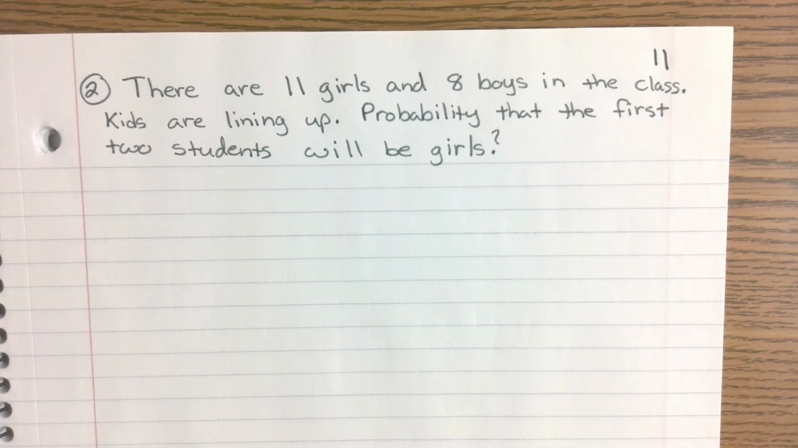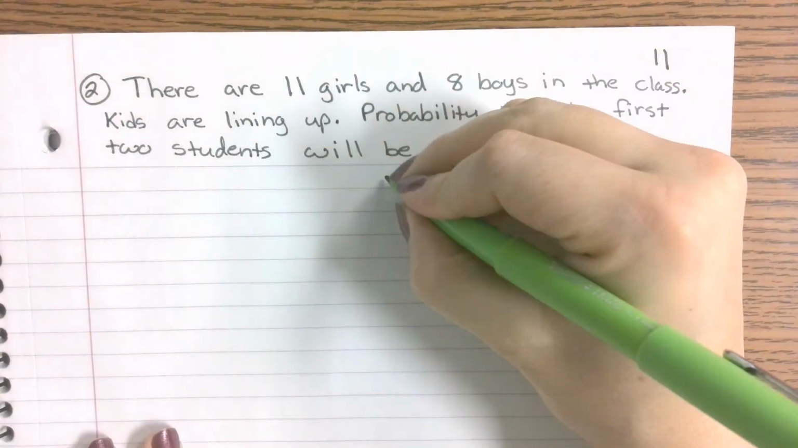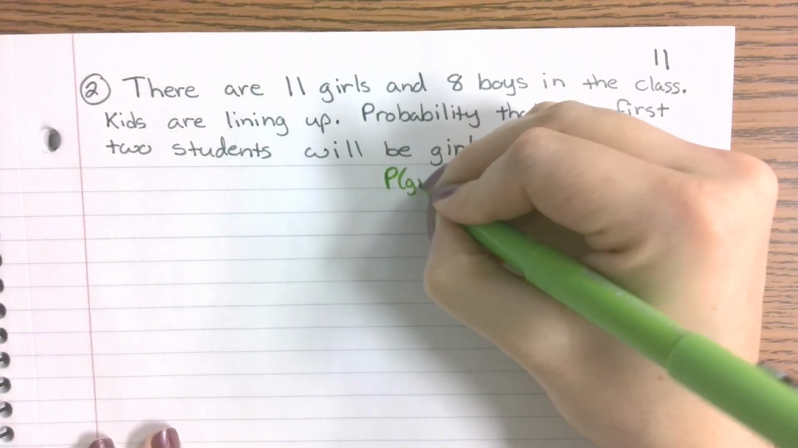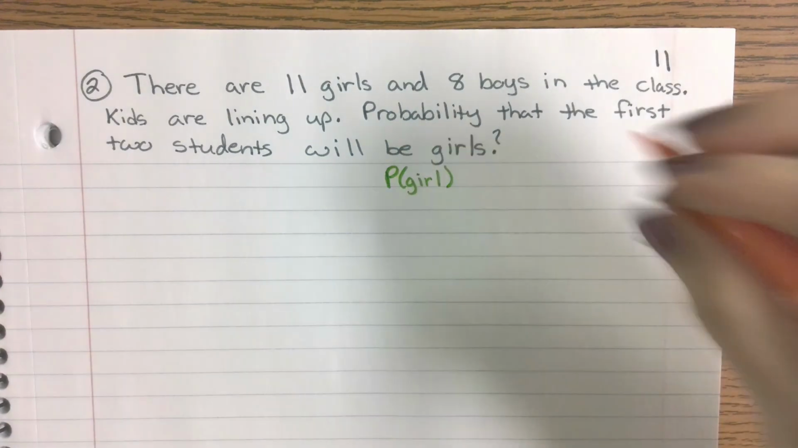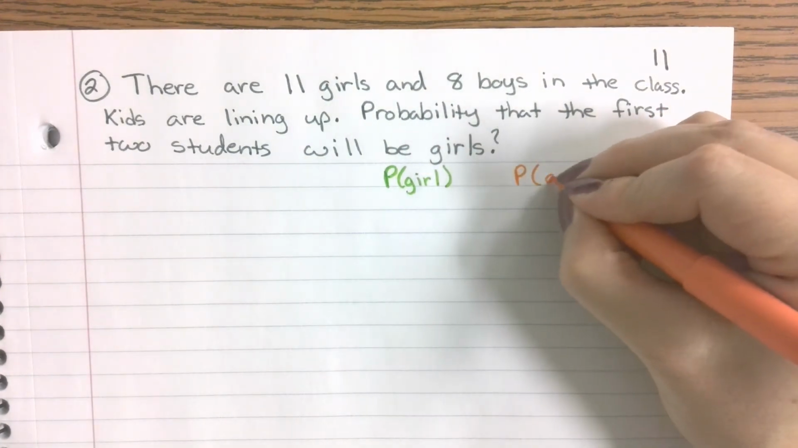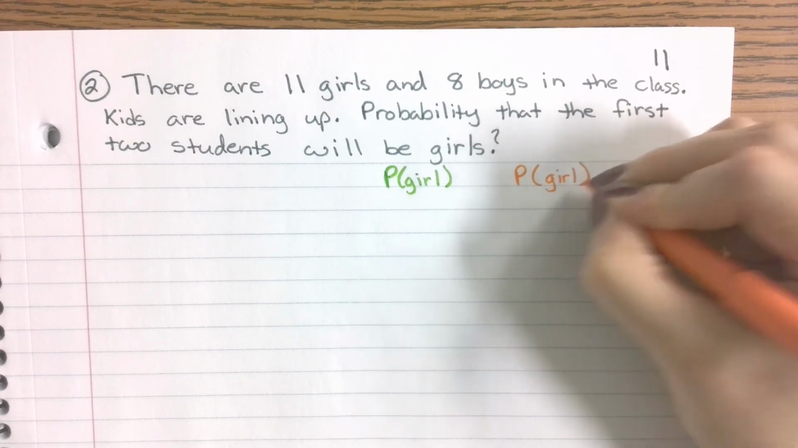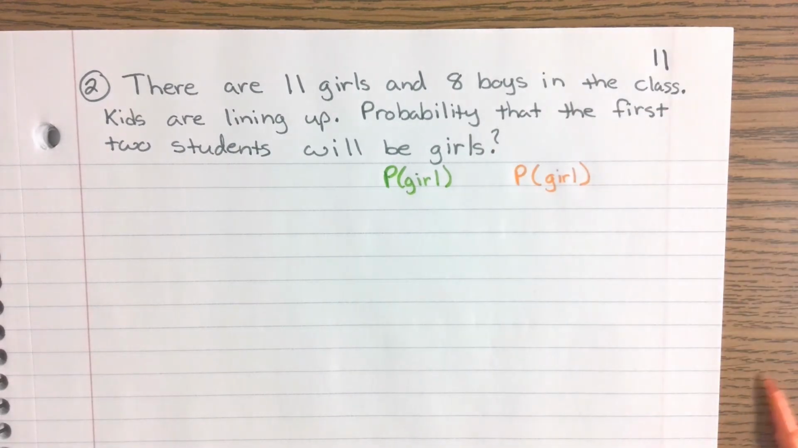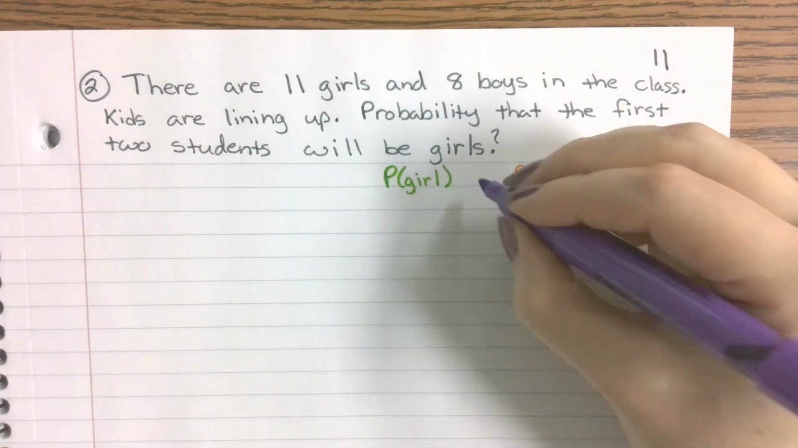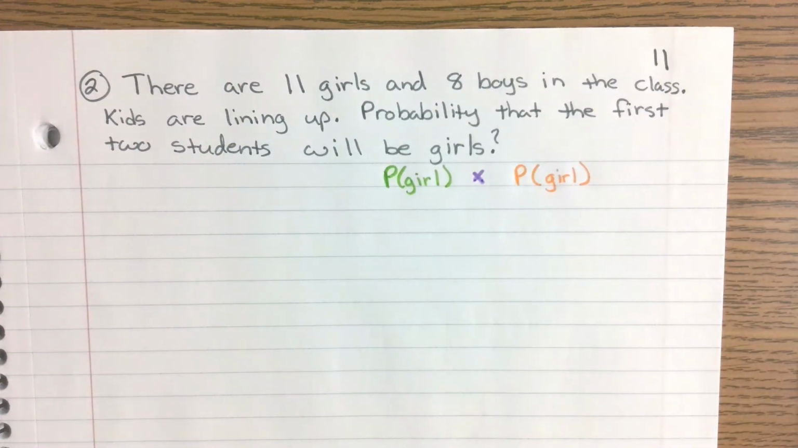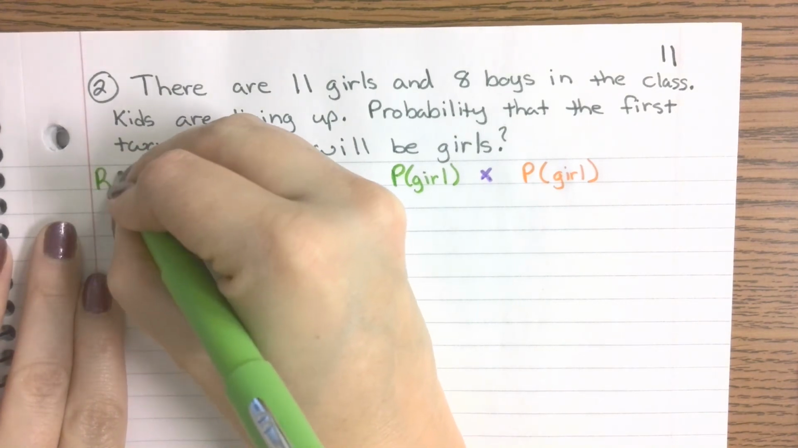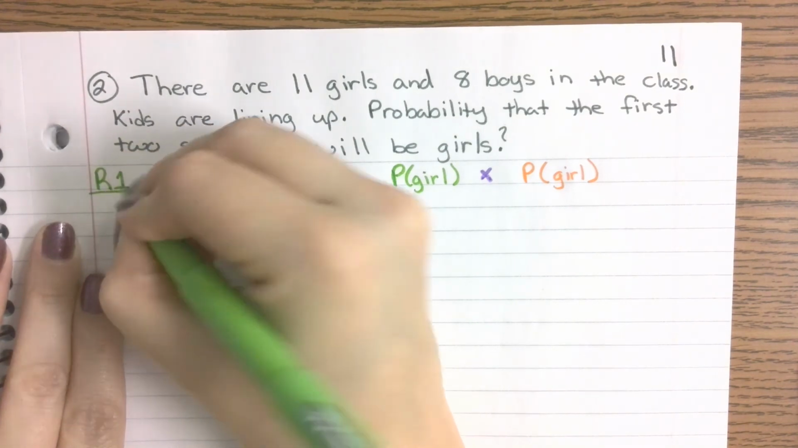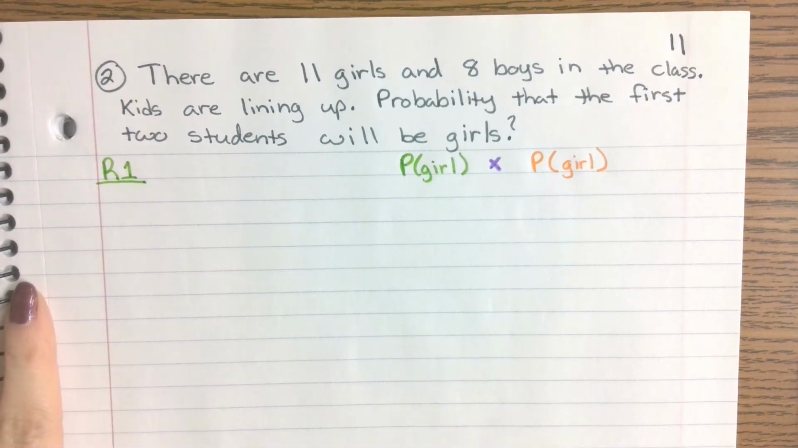We've got two probabilities. We have the probability that the first student is going to be a girl, and then the probability that the second student is also going to be a girl. Just 2 rounds. So mapping it out, I'm going to just put R1. Does everybody understand that R1 represents round 1? Okay, good. Abbreviations are always helpful.